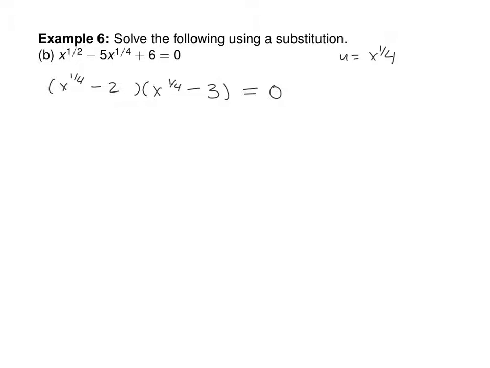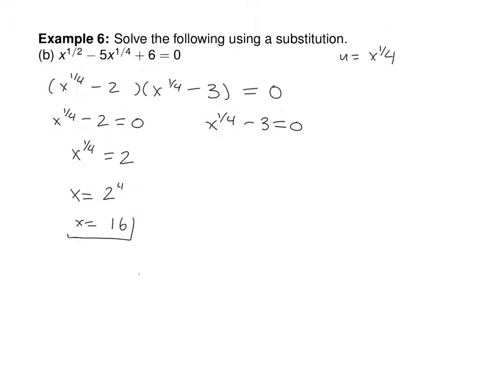So if you can handle it that way, it'll save you some time. And so you'll have x to the 1/4 minus 2 equals 0. X to the 1/4 minus 3 equals 0. So x to the 1/4 equals 2. And how do you undo that fourth root? Raised to the power of 4, very good. So x will equal 2 to the power of 4, which is 16. Great. And this one will be x to the 1/4 equals 3. X equals 3 to the 4th, which is 81. Great job.